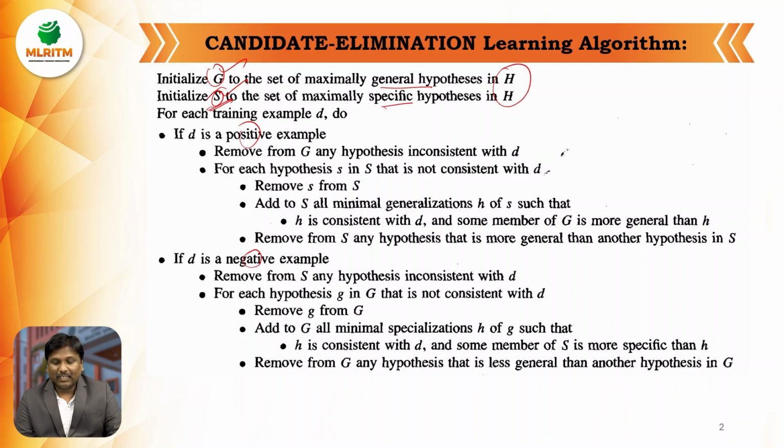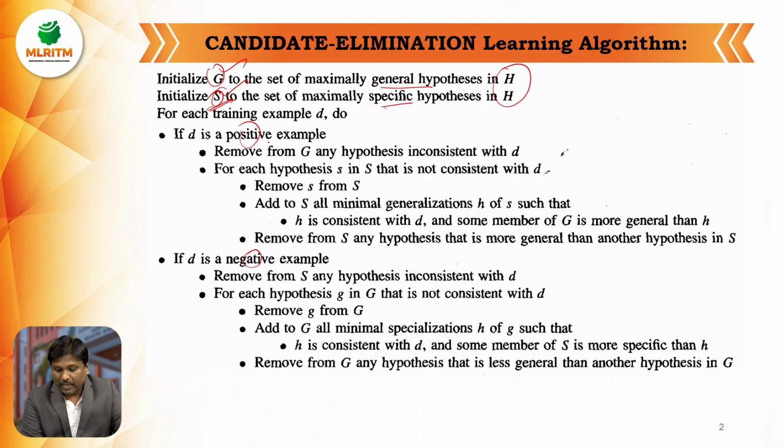The main thing is how it differs from the Find-S algorithm. For the Find-S algorithm, we just considered the positive training examples. We didn't consider any negative training examples. Coming to the candidate elimination algorithm, we can consider both positive examples and negative examples. These two can be handled in the candidate elimination algorithm by use of the general and specific hypotheses, which are represented by G and S.